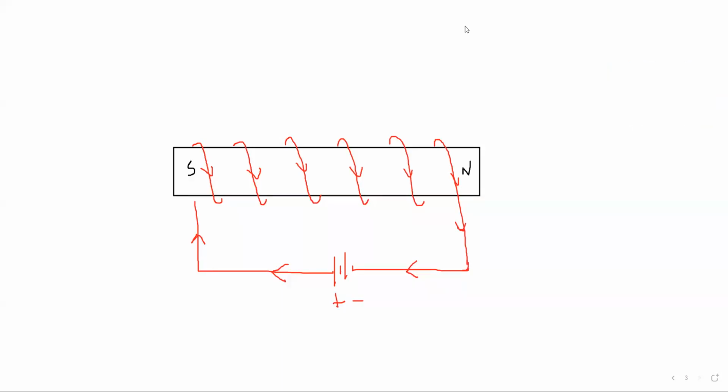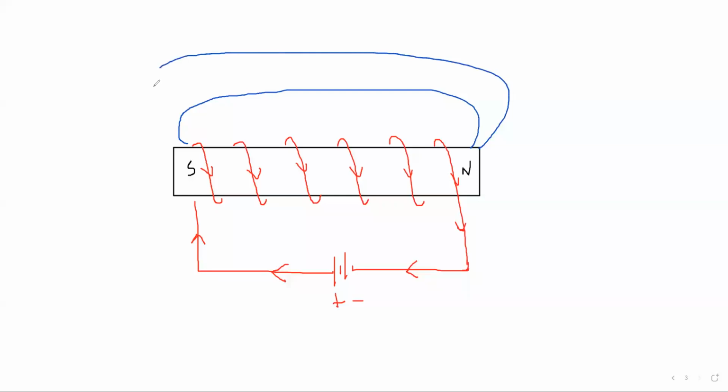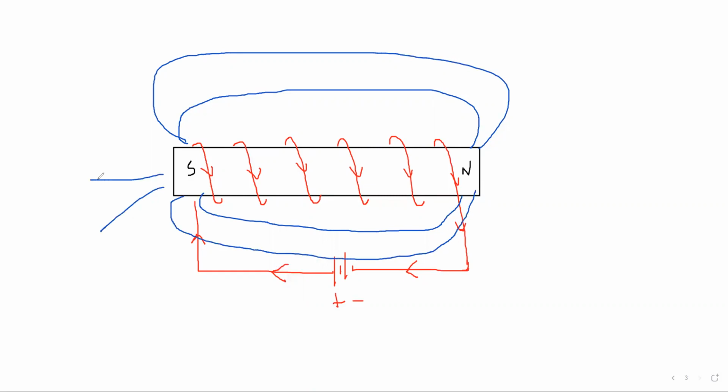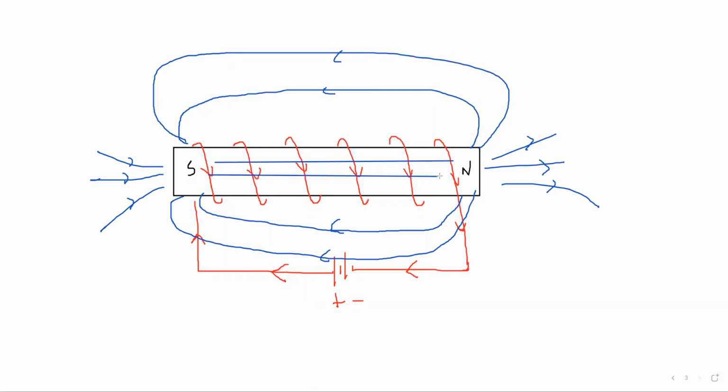And in the pattern of the magnetic field, the magnetic field lines go out from north and into the south. And in between, the magnetic field lines will be parallel. This is for a solenoid.